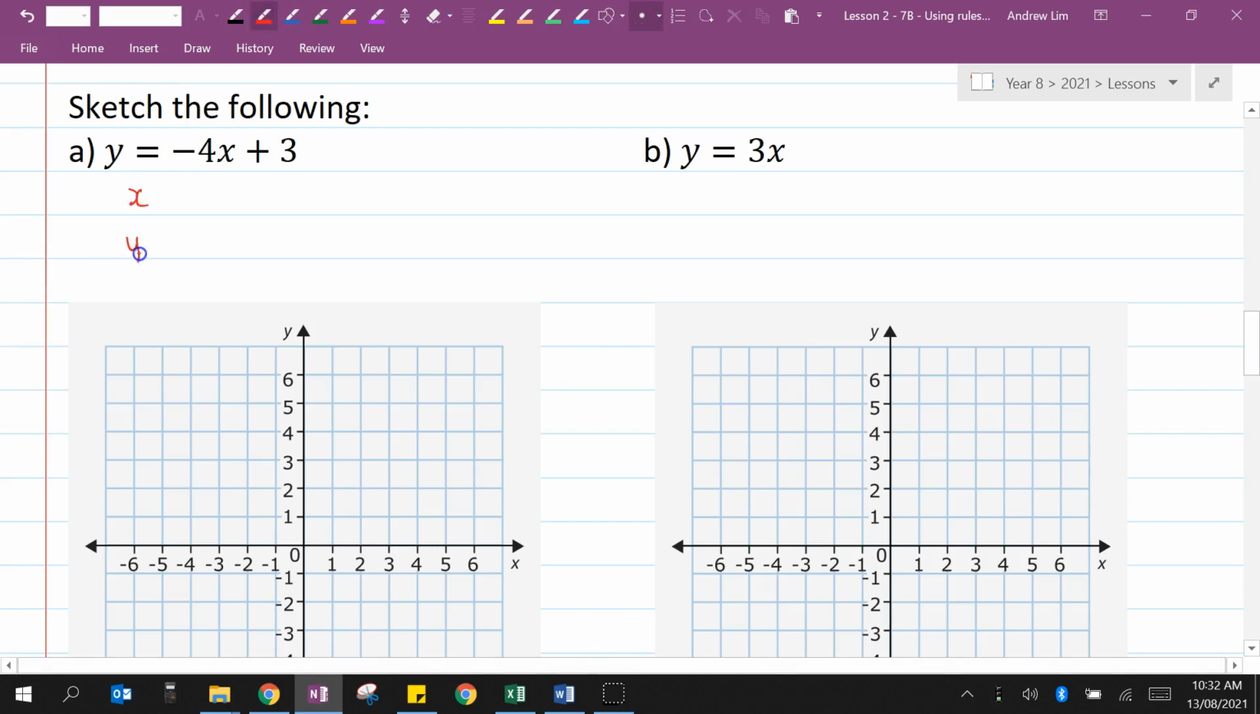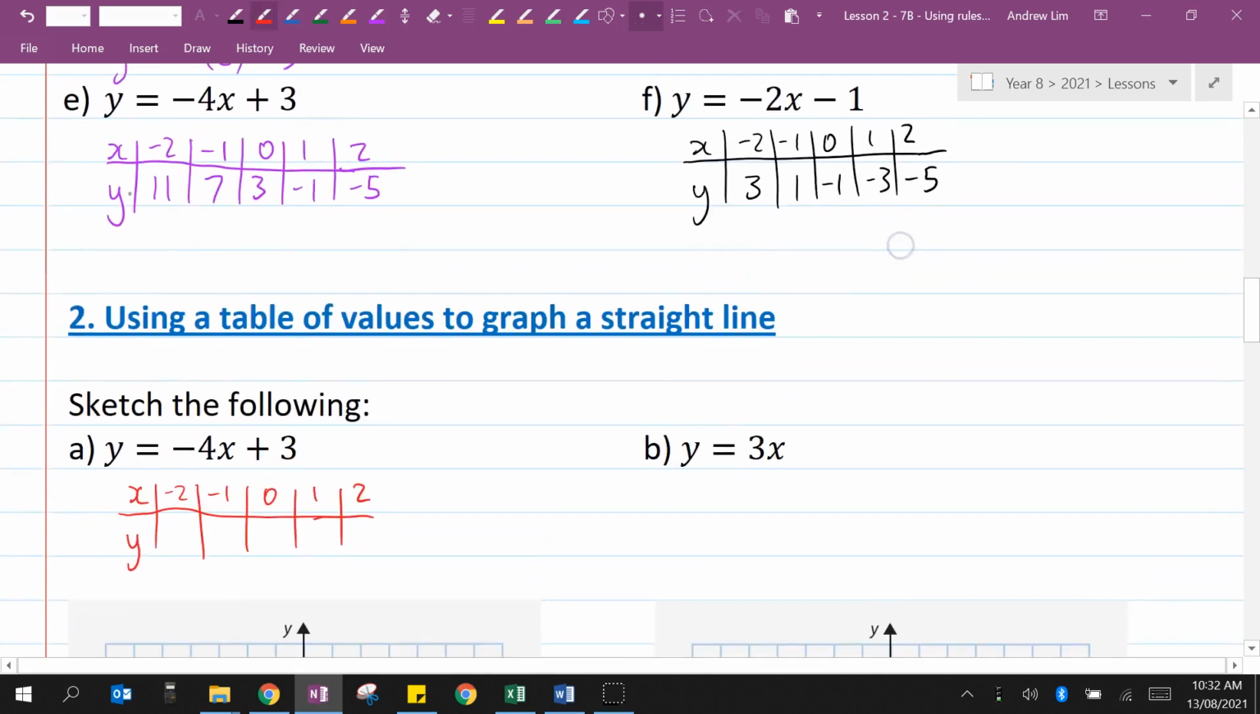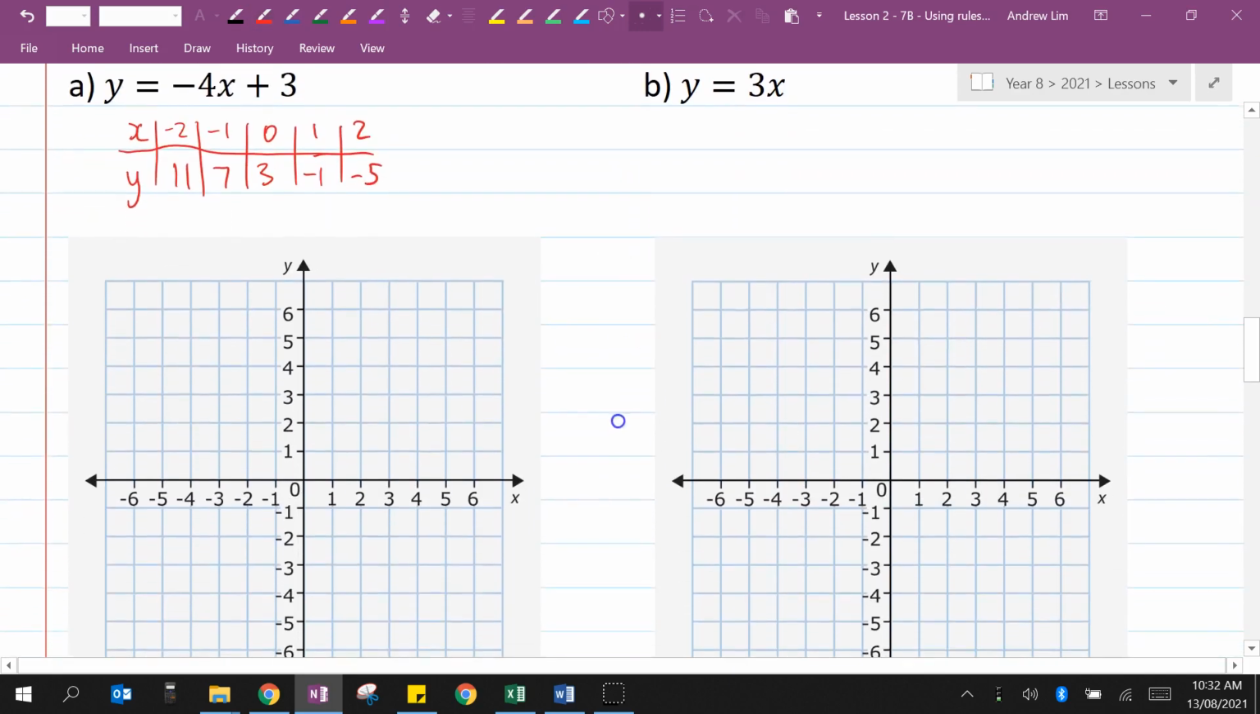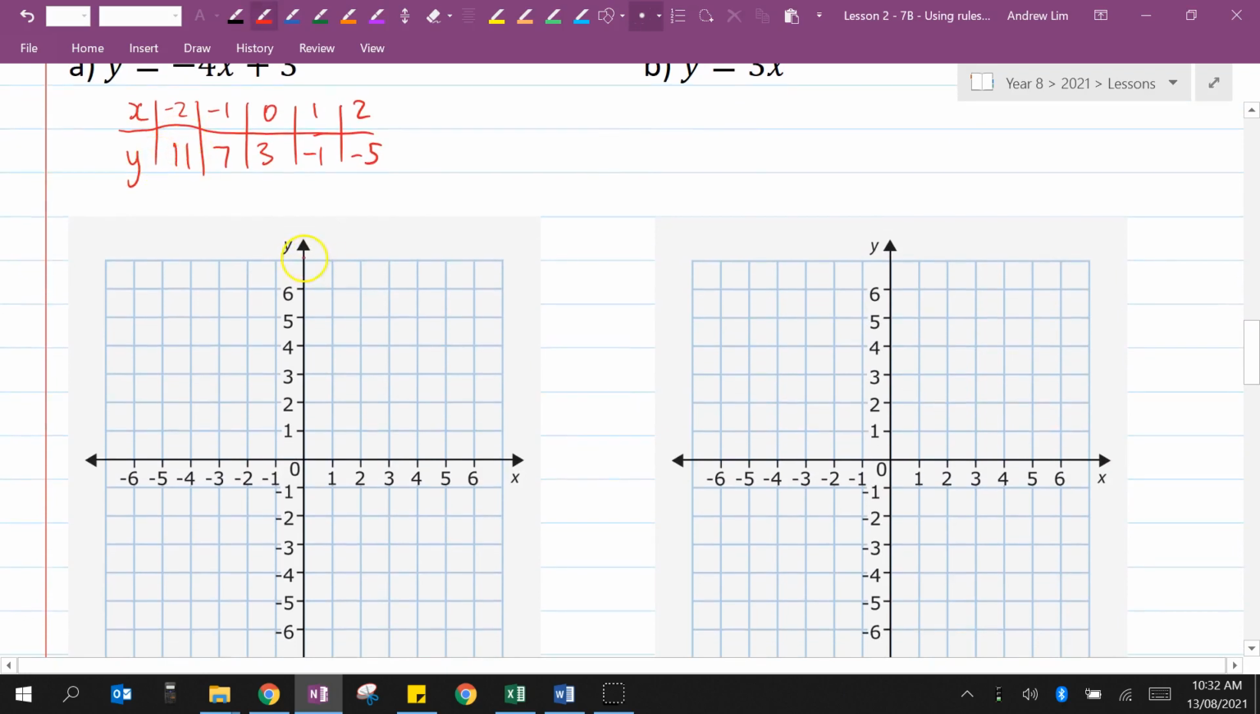If we have our table of values, and we've already done this before, minus 4x plus 3 is up here, question E. So I'll just write them in: 11, 7, 3, minus 1, and minus 5. We are going to graph this where we can. So we don't have a y equals 11 here, it only goes up to 7. So I might start off with this one. When x is minus 1, y is 7, so it's just going to be a dot up there.